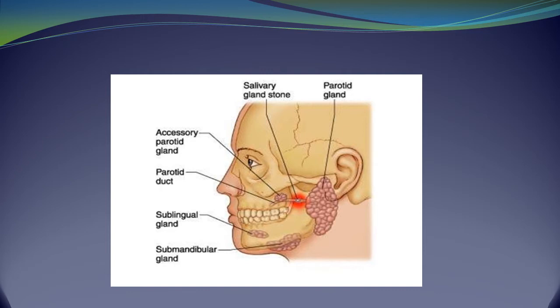This is a really good picture that shows you the parotid gland and the location of the parotid gland, which sits in front of the ear. You also see extending off of the parotid gland, the parotid duct, as well as the sublingual gland and the submandibular gland. So these are all glands that you would palpate when you're doing exams also.